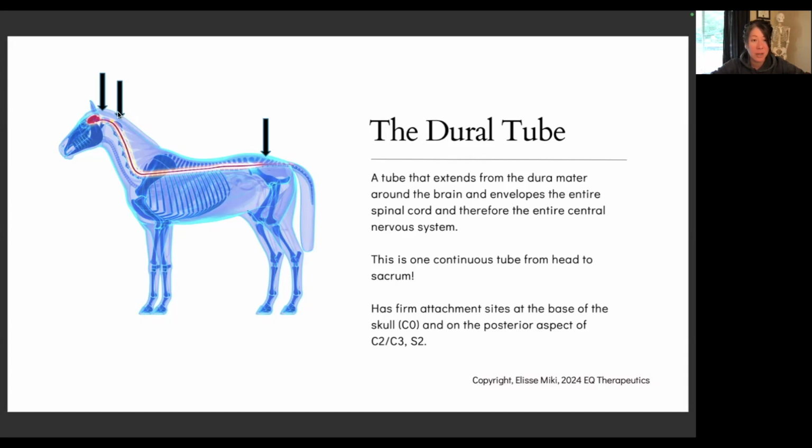Now on dissection, I found a couple that were also having attachments at C1. So keep in mind that while most of our texts are going to refer to the attachments being C0, C2, C3, and S2, there is always room for individual variation.